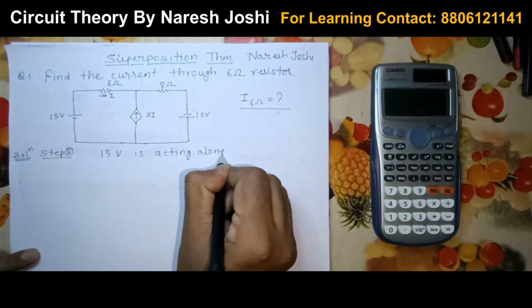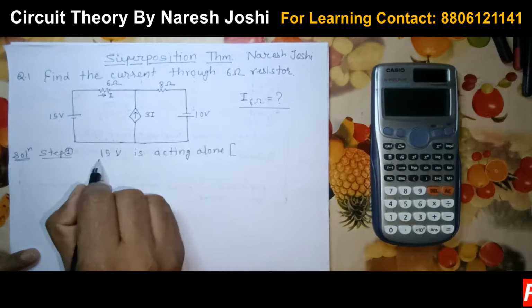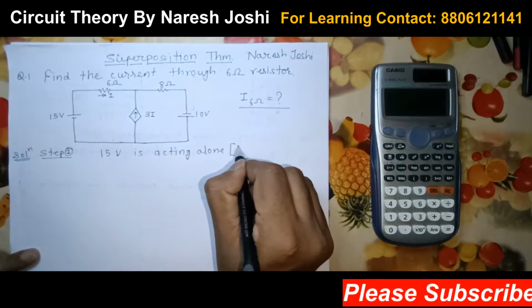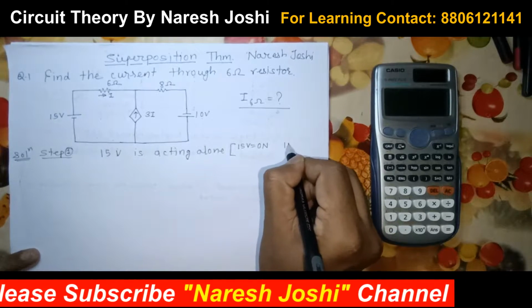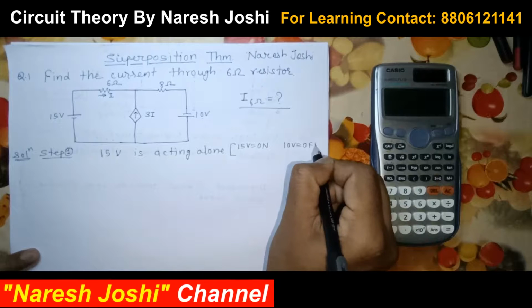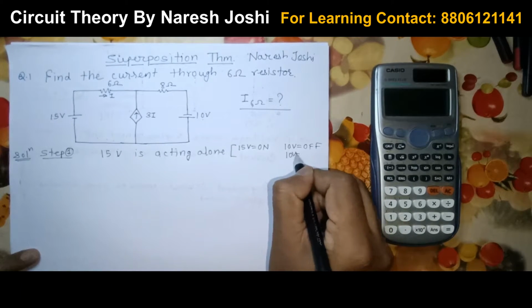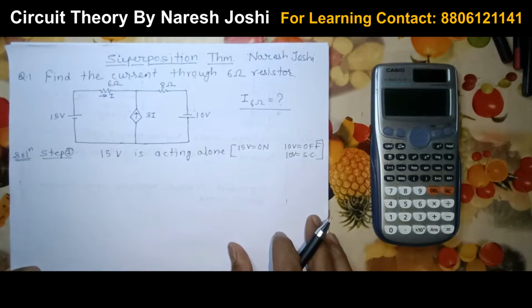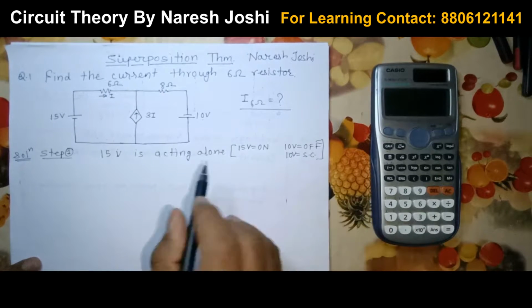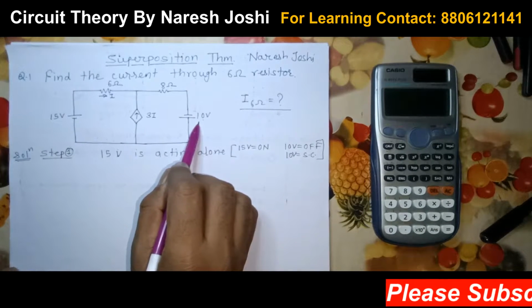That means, when you solve this question in your exam, you only write this line. For your understanding, you can see the 15 volt is in the on condition, and the 10 volt is in the off condition. Off condition means what? The 10 volt source will be replaced by a short circuit, because it is a voltage source. As I told you in the previous video, a voltage source is replaced by a short circuit. So now you can see this 10 volt source will be replaced by a short circuit.